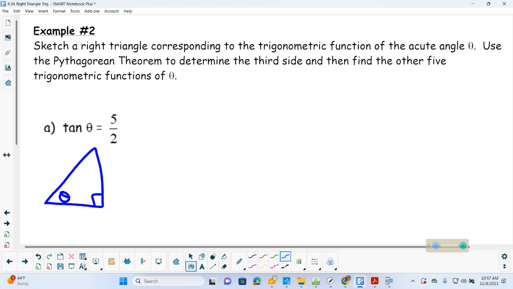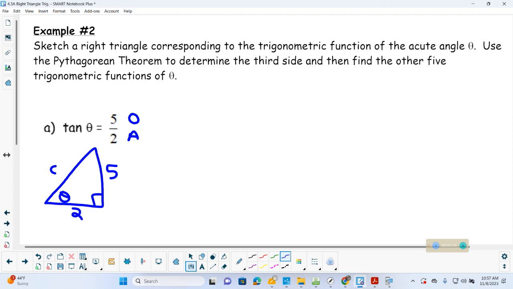Now remember, trig functions are ratios comparing two sides on the triangle. So tangent, of course, is your opposite over adjacent. So I can label accordingly on my picture. Now I know the opposite is 5, adjacent 2. No shock here. We're going to have to get our third side with that Pythagorean theorem.